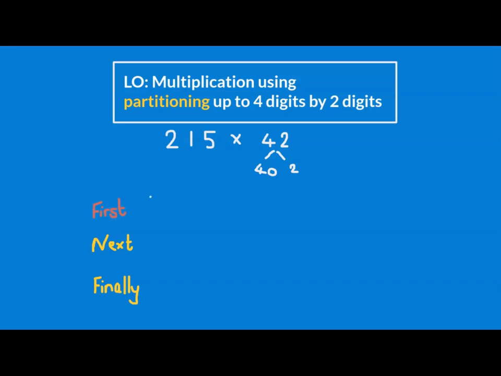We've partitioned 42 into its 10 value and 1's value. Let's multiply 215 by 40. Let's remember, we're not multiplying it by 4, but we're multiplying it by 40. 8,600.